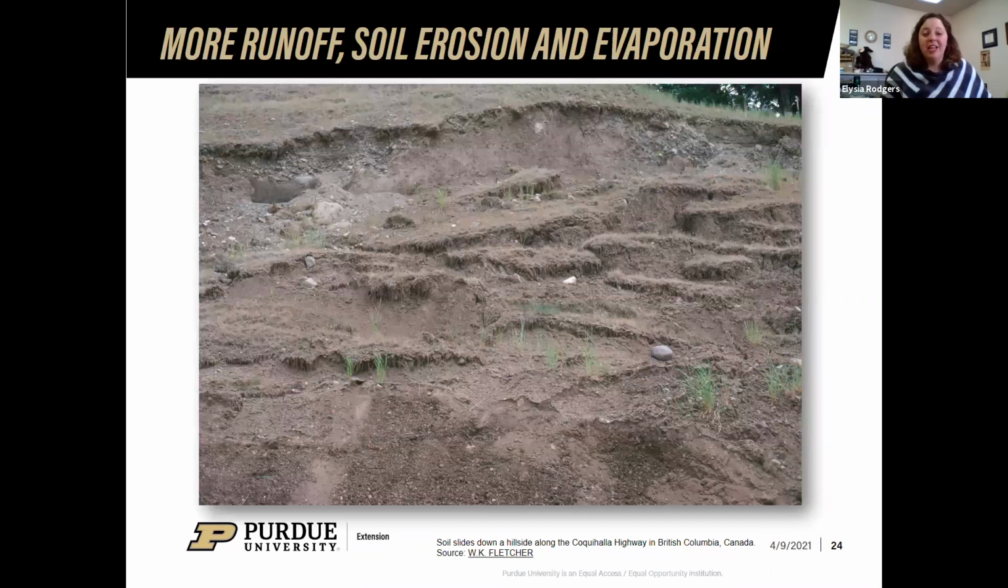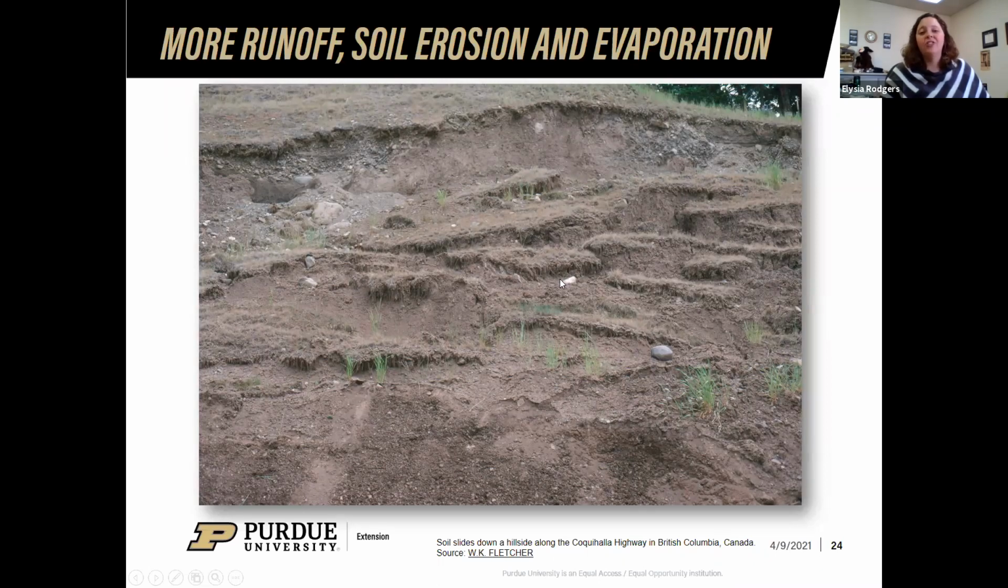And then probably one of the biggest things, especially for maybe southern Indiana, or out in Nebraska, some of the Flint Hills, is the runoff, soil erosion, and evaporation issues. This is a great example here. This is actually from Canada. You can see that the grass is almost completely gone. You can see there's not much of a root system here.